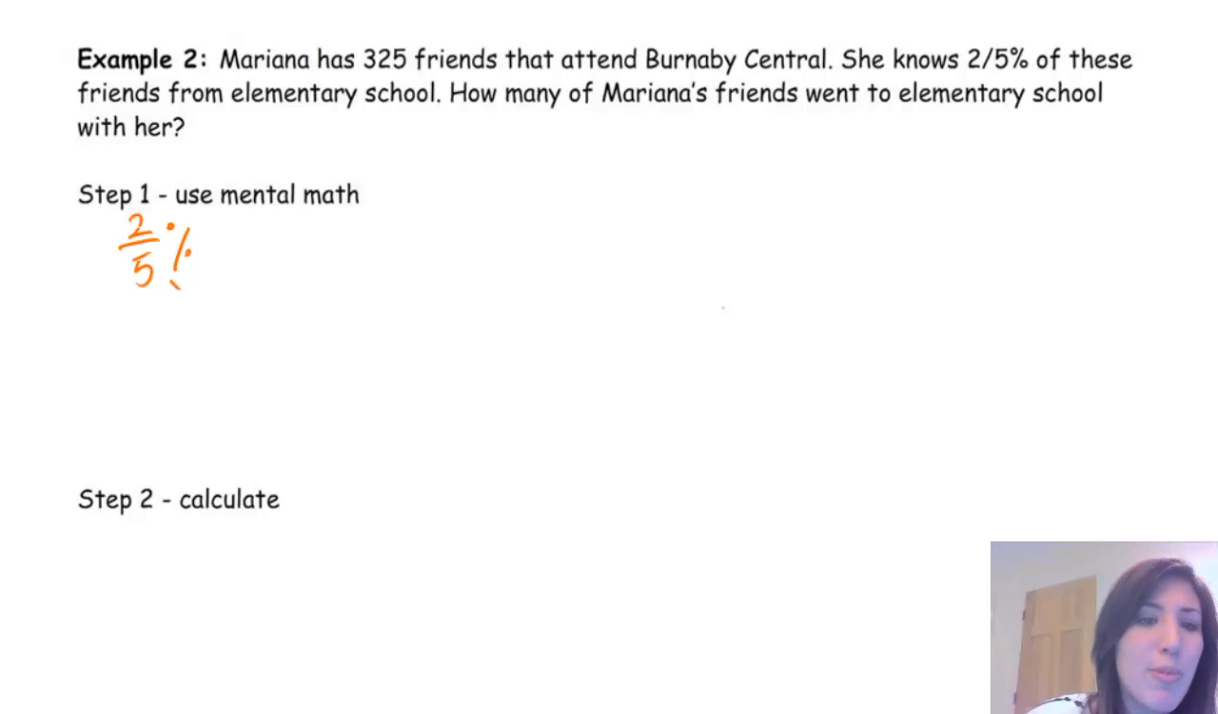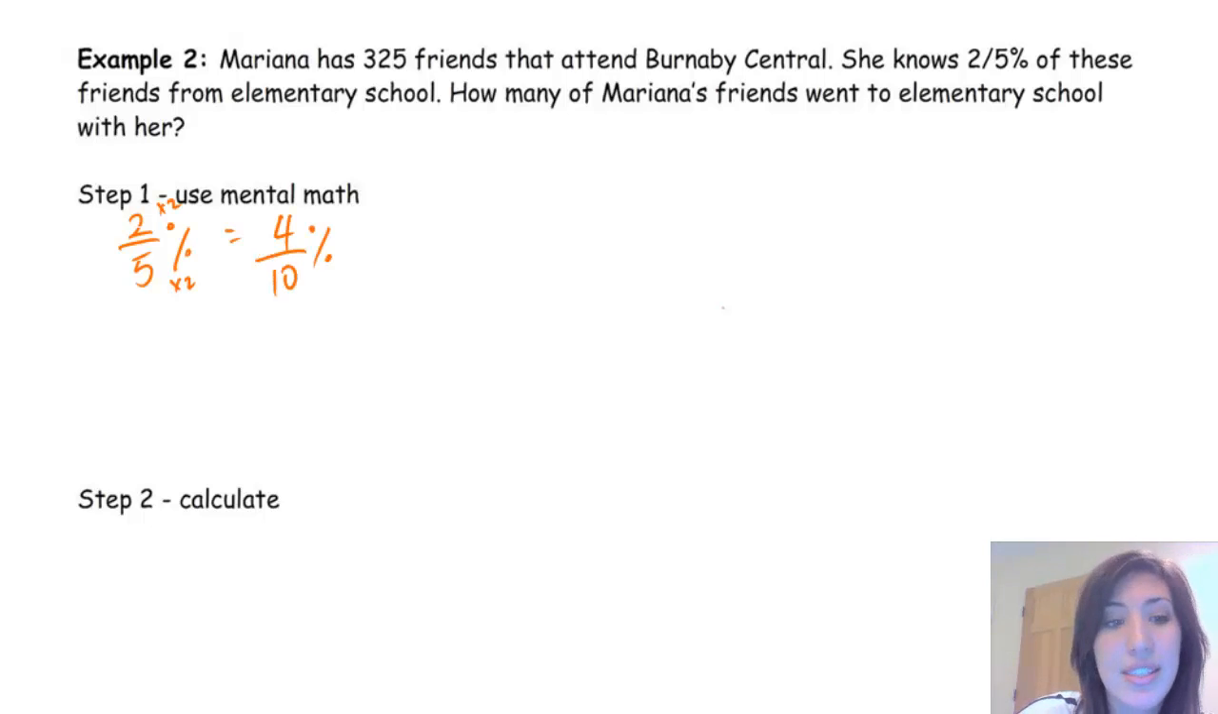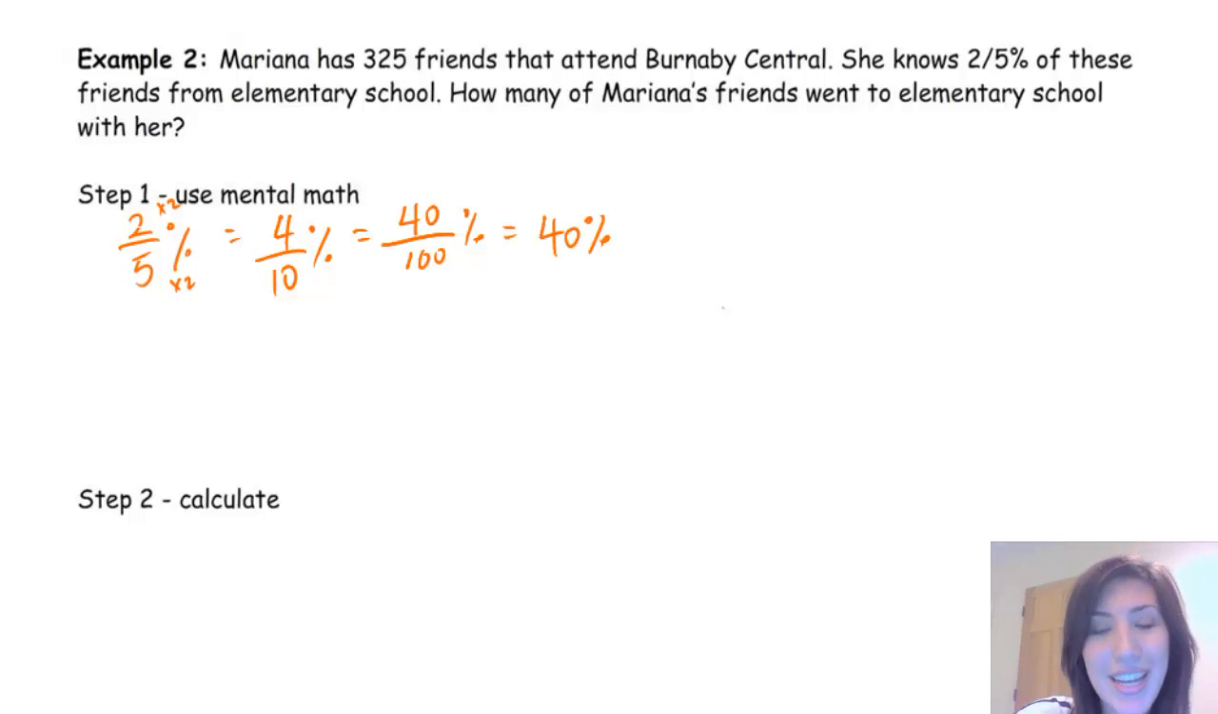So if we times both by 2 here, we would get 4 over 10%. So this is just an equivalent fraction. It means the same thing. So 4 over 10, let's make that over 100. This gives us 40 over 100%. So that means it's 40%. So 2/5% is the same as saying 40%.